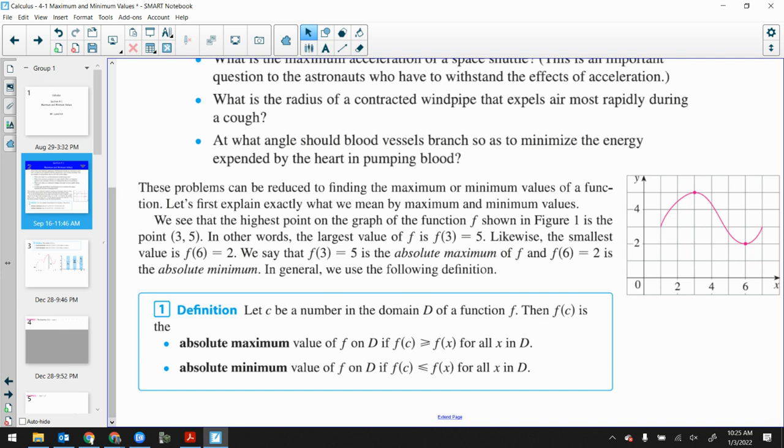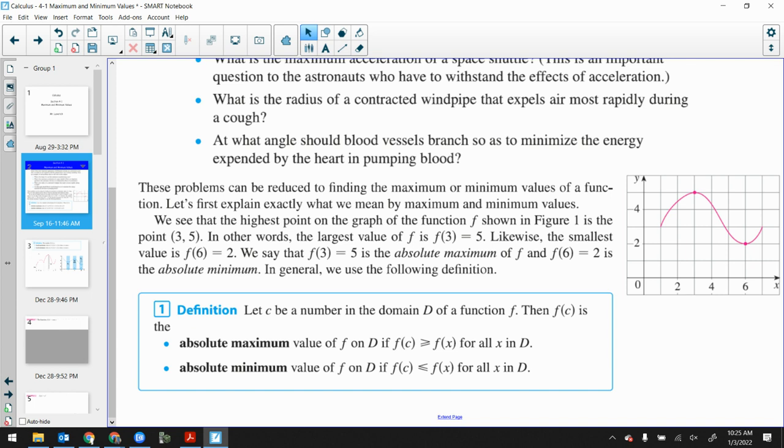Now, let's talk about maximums and minimums. Before we get into the application, we have to understand what maximum and minimum values are. Well, by definition, we can say that the absolute maximum value of a function f in a certain domain is f of c, which is greater than all other f of x's for every x value in the domain. What does that definition mean? That means that at some point c, the y value at that point c is bigger than all other y values for every other x within that domain.